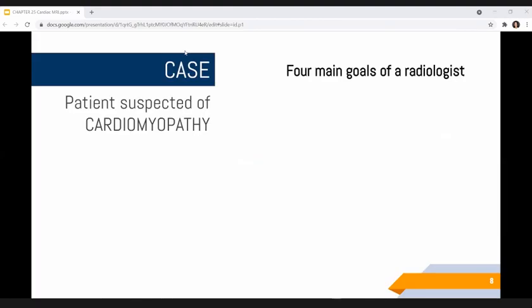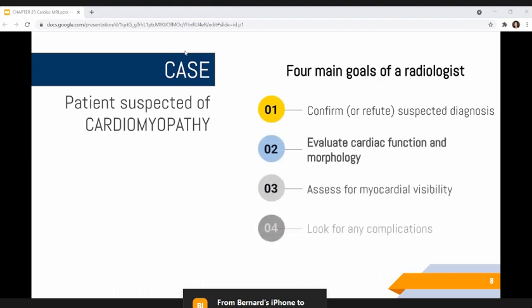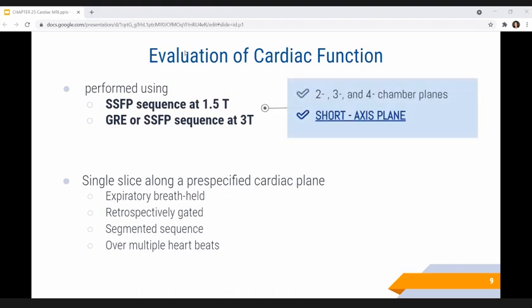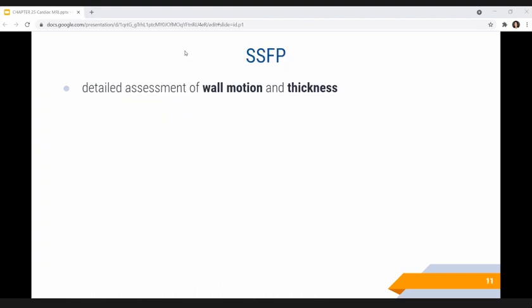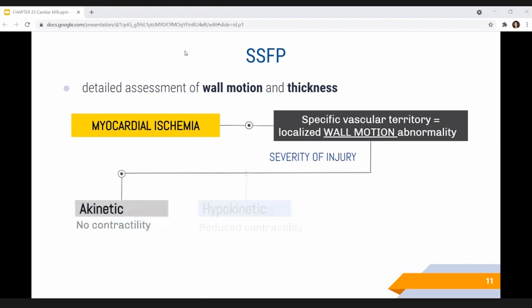Given a patient with a suspected ischemic cardiomyopathy, one of the four main goals of a radiologist is to evaluate cardiac function and morphology. The functional evaluation is performed using an SSFP sequence or GRE. In most instances, it is obtained in 2, 3, and 4 chamber planes, but the mainstay for the evaluation is the short axis plane. SSFP imaging allows the detailed assessment of wall motion and thickness. So with a myocardial infarct or ischemia, it will manifest as a wall motion abnormality localized to a specific vascular territory. Now, depending on the severity of the injury, the wall motion can be described as akinetic, hypokinetic, or dyskinetic.